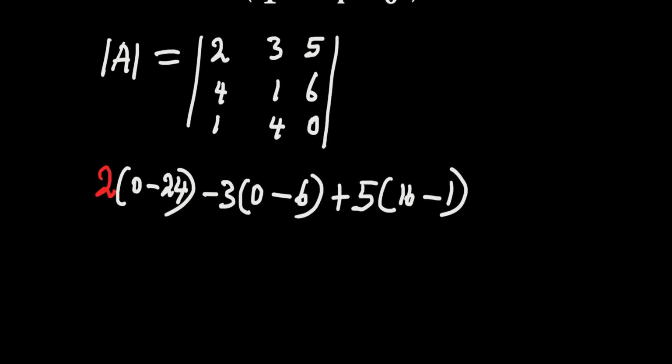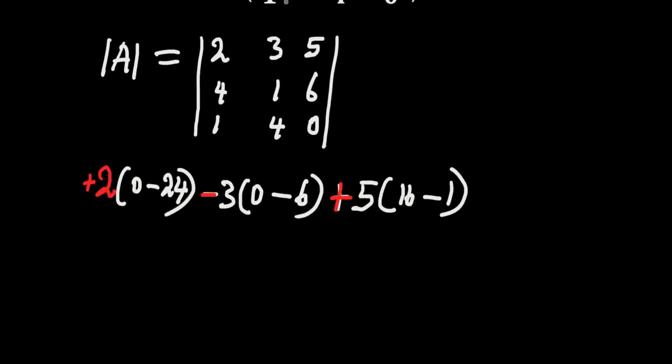So the element, please take note, this is positive, this is negative, this is positive, this is negative, this is positive. That is why you have positive 2 here. This is negative 3. This is positive 5. Okay, so please take note of that. So let's just remove the signs.